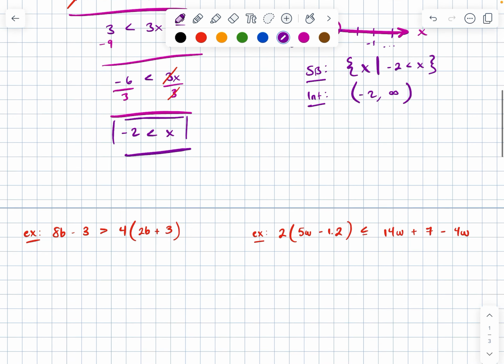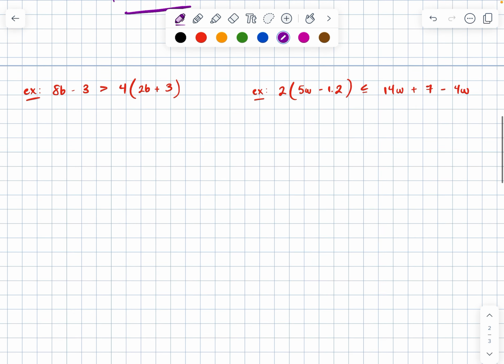Cool. Let's do 2 more for the road. So with these ideas in mind, a little bit more challenging, but nothing you can't handle. Let's take these 2 inequalities, solve for your variable, graph on your number line, and give me your set builder and interval notations. Go, go, go.